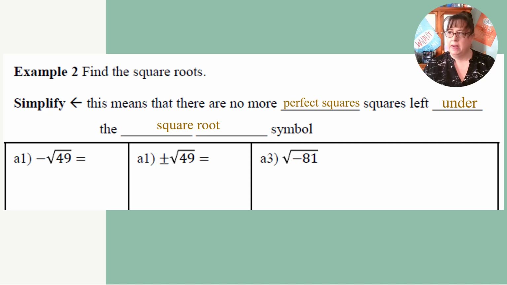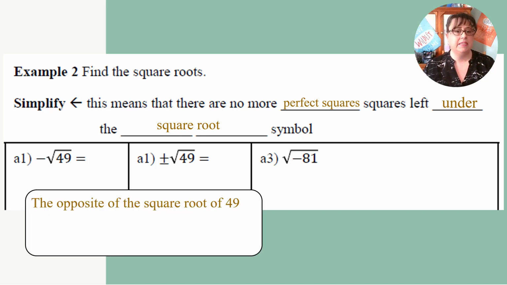So let's look at these right now. On A1, we read this as the opposite of the square root of 49. And so the opposite just means the negative sign. And then we take the square root of 49, which is 7. And so our answer is -7. It's that straightforward. We're just taking our words together, mashing them up, and doing the problem.